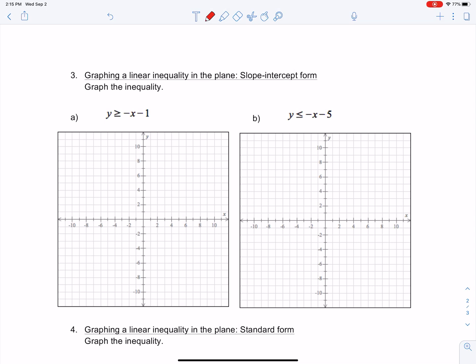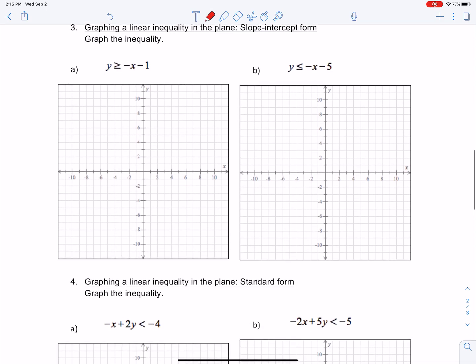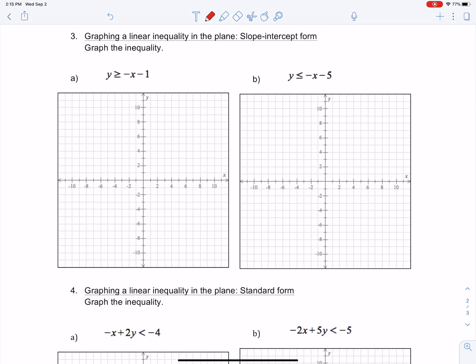Let's look at number 3. It says graphing a linear inequality in the plane, slope-intercept form. Graph the inequality. So remember, if you recall, slope-intercept form was y equals mx plus b.